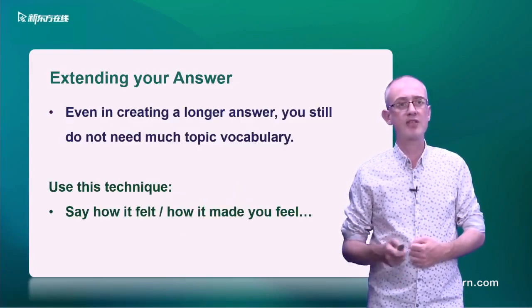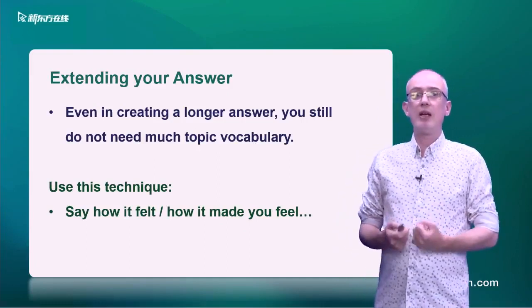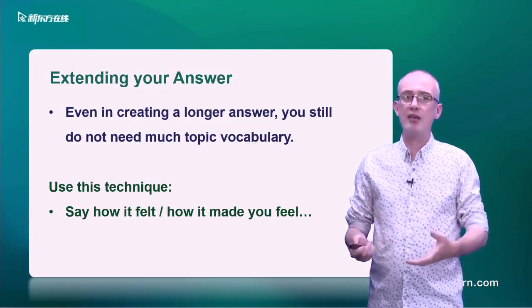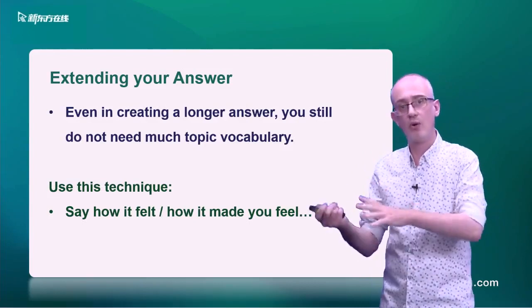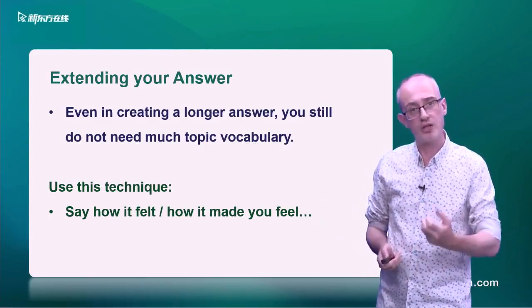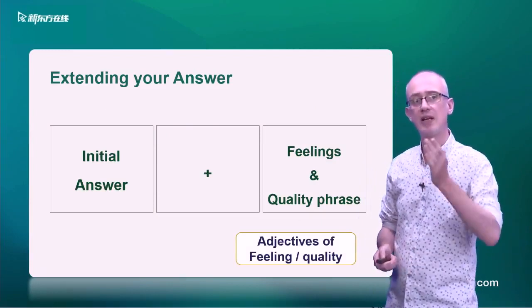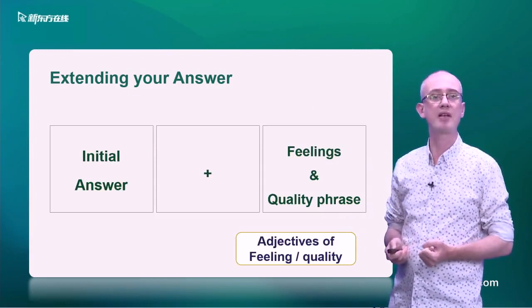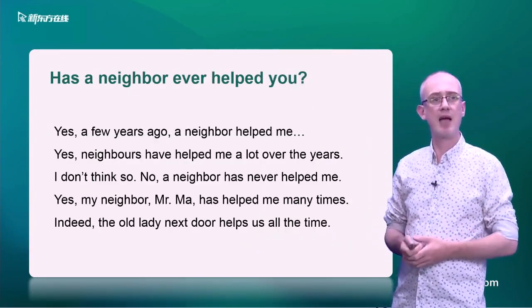Right, so extending your answer again. Even in creating a longer answer, you still don't need much topic vocabulary. So again, you can use the technique I mentioned earlier, say how it felt or how it made you feel, the quality of something. So, initial answer plus feelings and quality phrase. Adjectives of feelings and quality, basically. Used correctly. So, has a neighbour ever helped you?